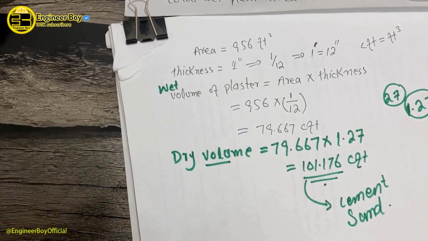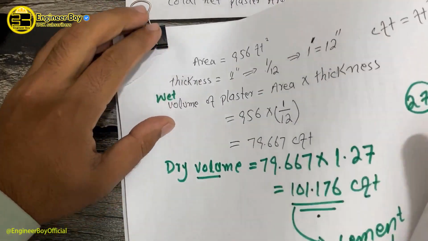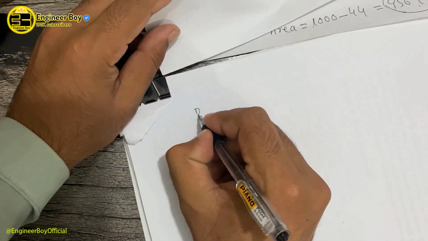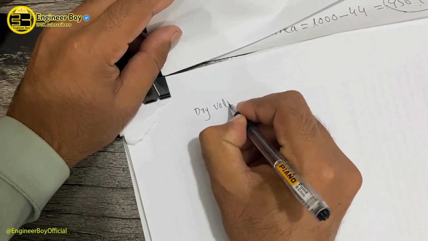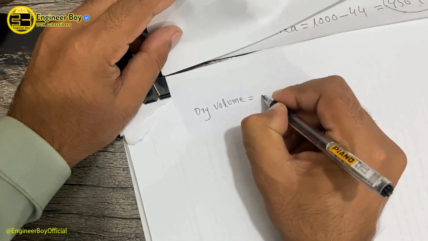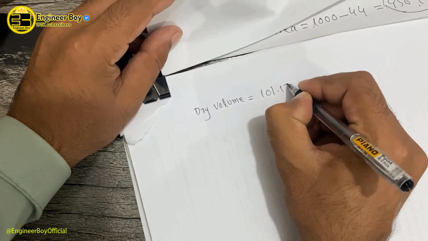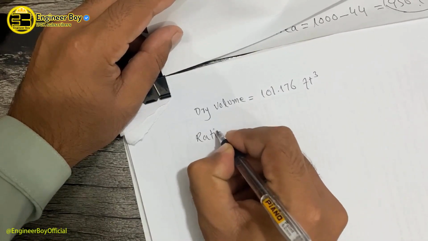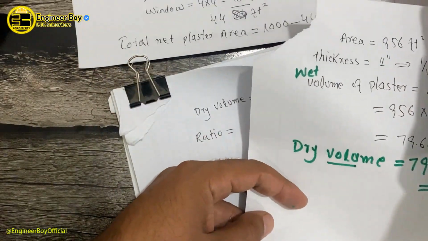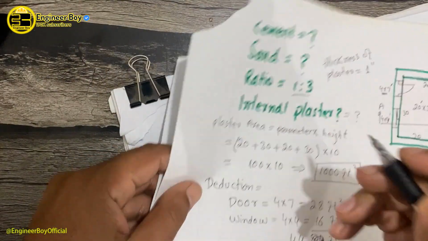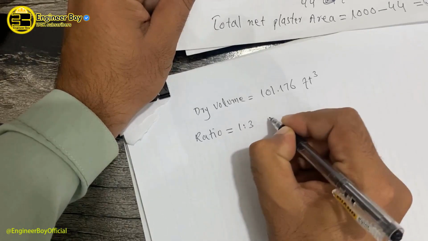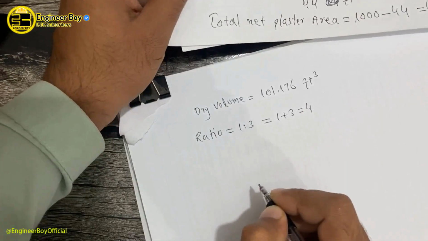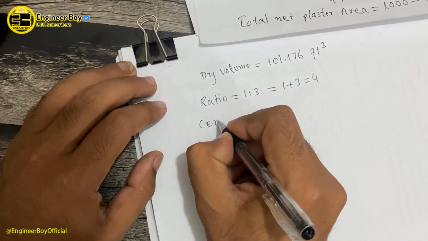All right, now let me make some room again. So the dry volume, that's now known, is 101.176 cubic feet. Now remember the ratio that's given, which is 1:3. That means the summation is 4. Now let's determine the cement quantity.